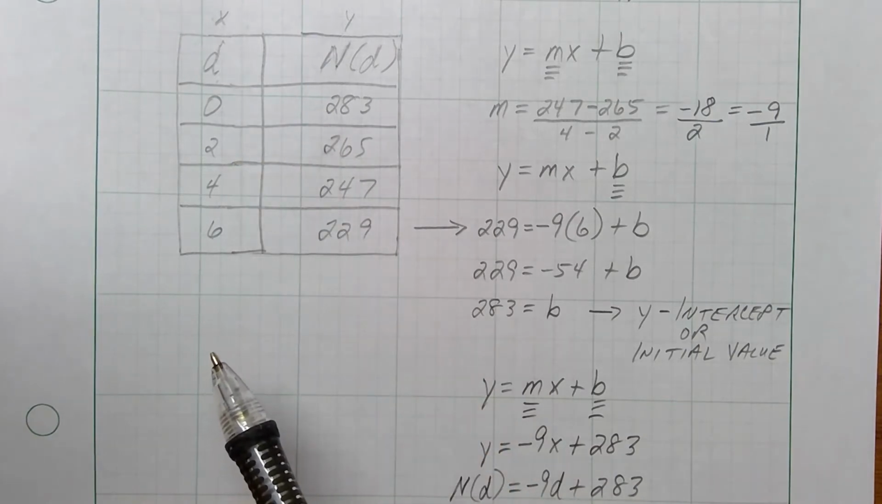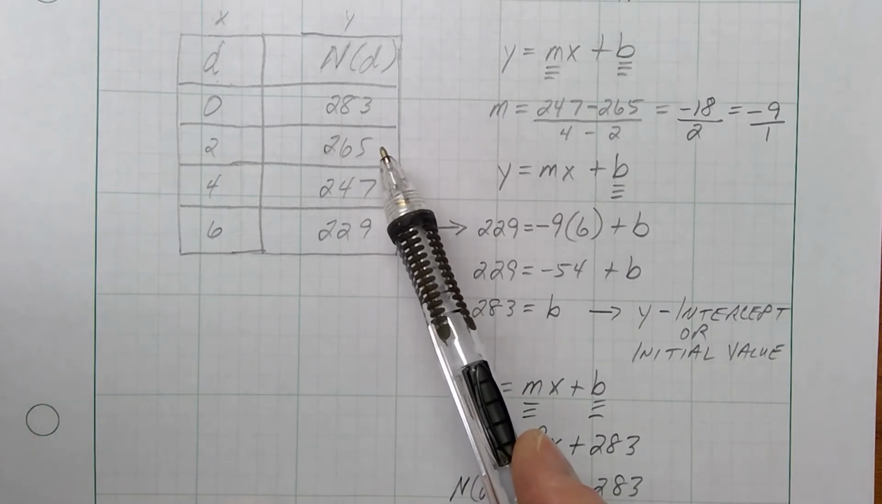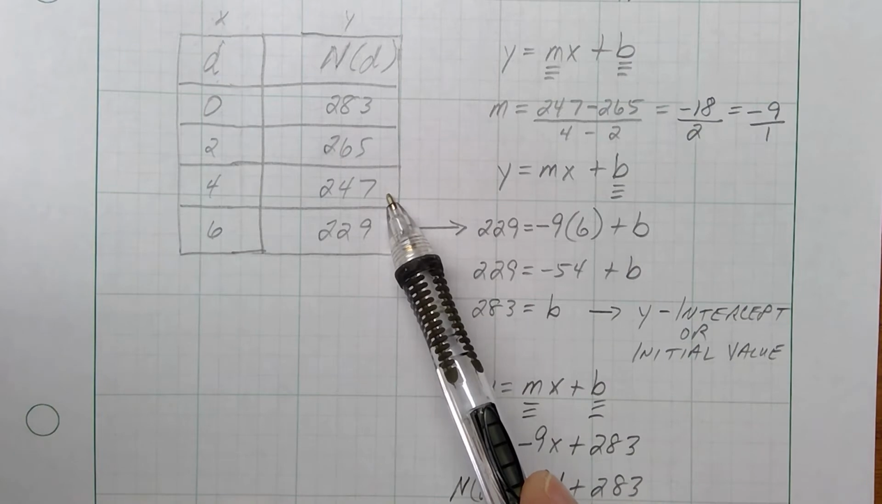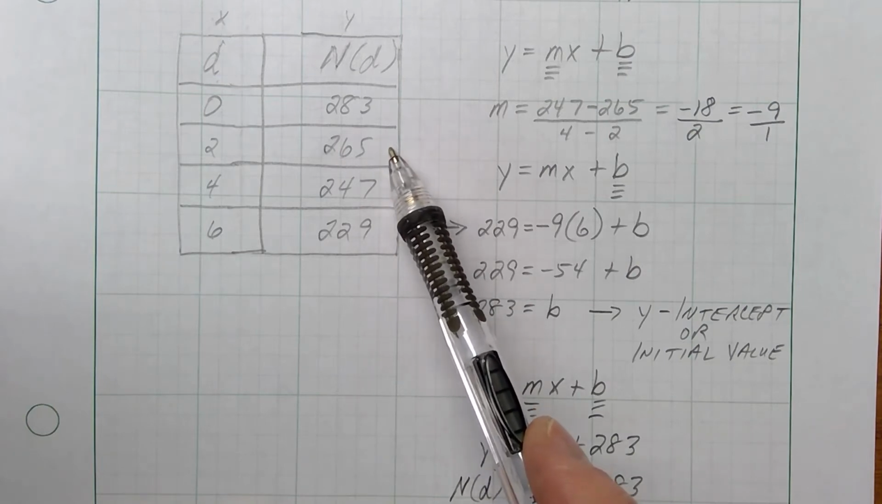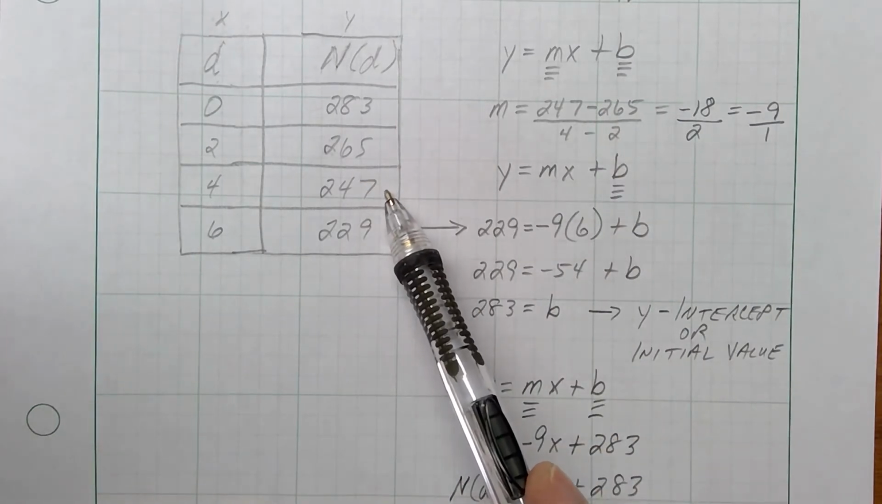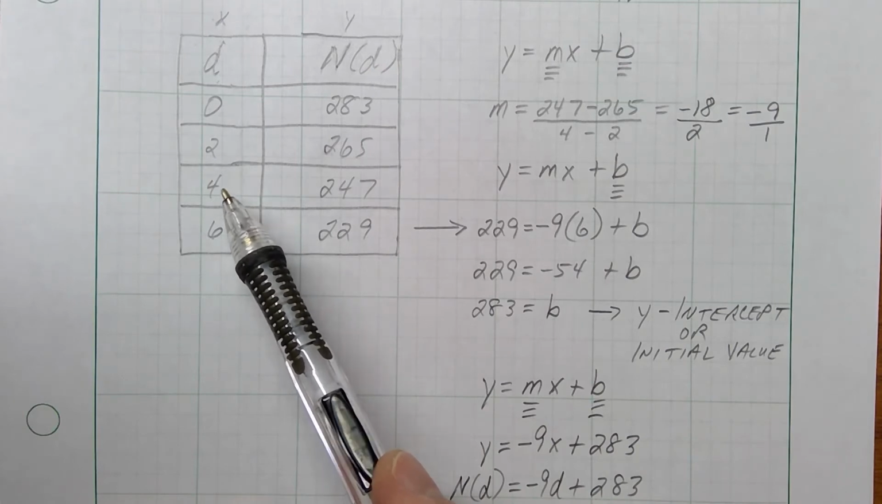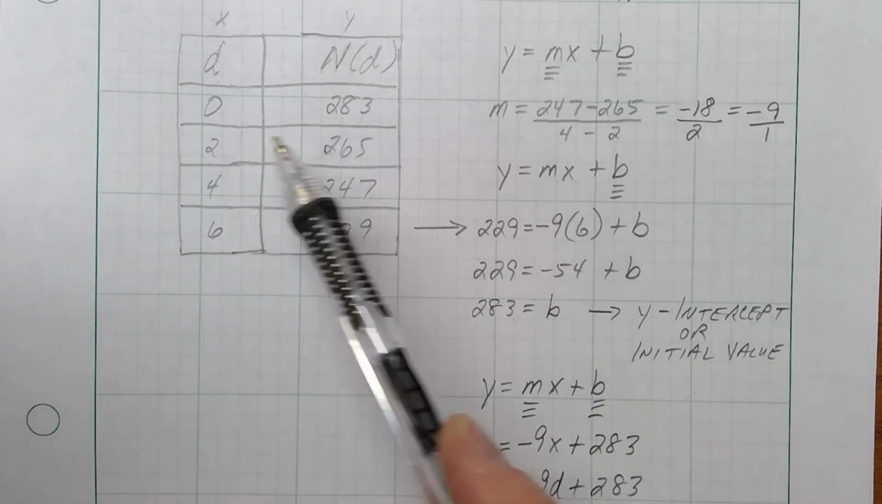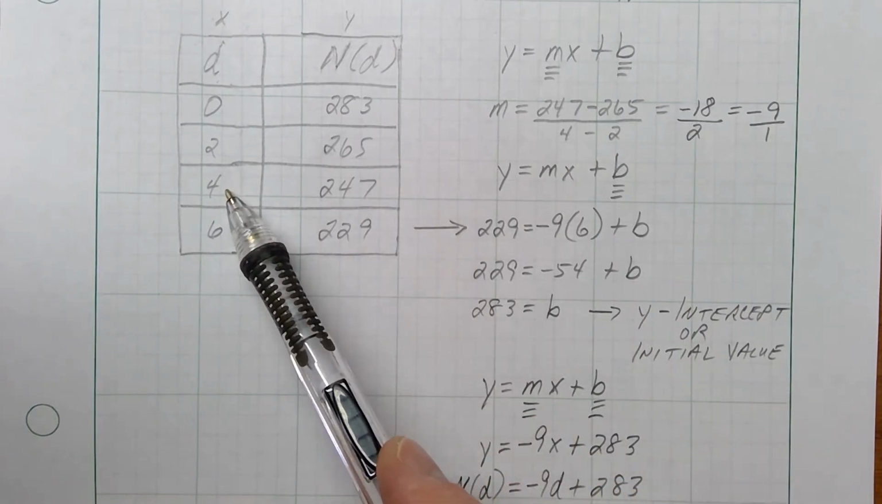It's whatever you want. I chose to start right here with 247, and I subtracted 265. So I started here and subtracted the one that came before. So y minus y, 247 minus 265. Now since I started with 247 for y, I got to come over here and start with 4 for x. So on bottom I'm going to have 4 minus 2. 4 minus 2. So y minus y over x minus x.